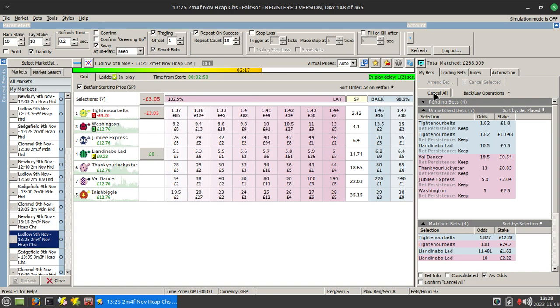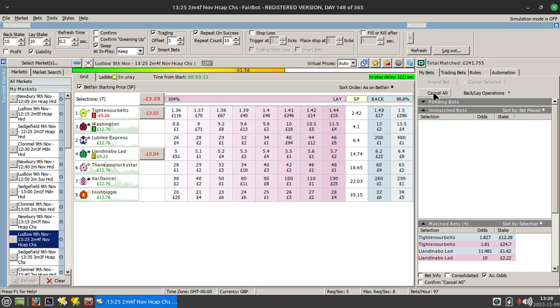Even if tighten your belt increases to 1.82 and the offset is taken, of course that's going to trigger another lay, and the lay will only be one tick away from 1.82, so it's likely to get taken fairly quickly, and I don't want that to happen, so I'm going to cancel all now. That gets rid of any outstanding lays or unmatched offsets. I'm going to sit around for a little while to see if tighten your belt drifts a little bit more, but we're going to take the hit on this particular one.